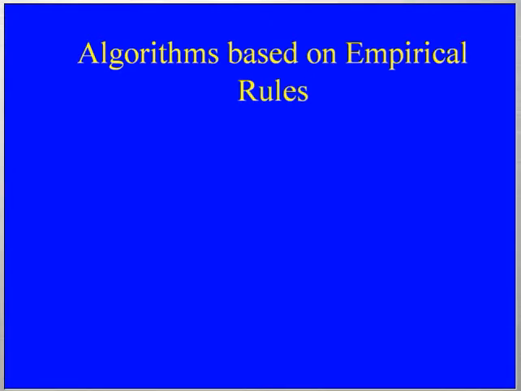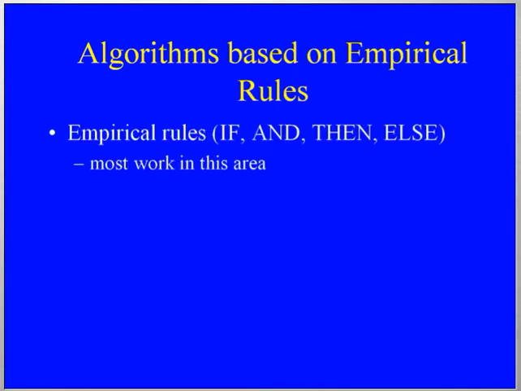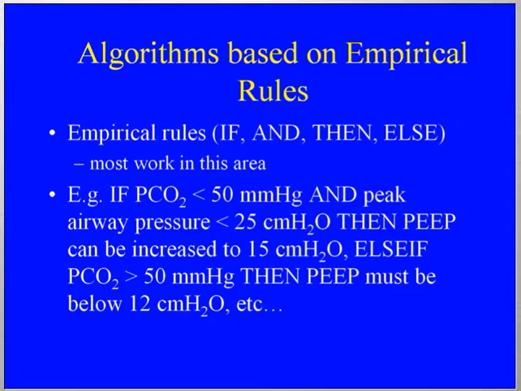Now, once you've got this kind of information, how do you go through the decision-making process to drive a ventilator? Well, there's various types of possibilities. Most clinical or medical decision-making is based on empirical rules that use Boolean-type decision-making that involve if, and, then, else. So, in other words, and I've just made this up, so don't take any notice of the details, but if PCO2 is less than 50 and peak airway pressure is greater than 25, then peak can be increased to 15. Else, if PCO2 is greater than 50 and peak must be blah, blah, blah, blah. And this can get very, very complicated. You can have huge, great, long lines of all sorts of complicated conditions.